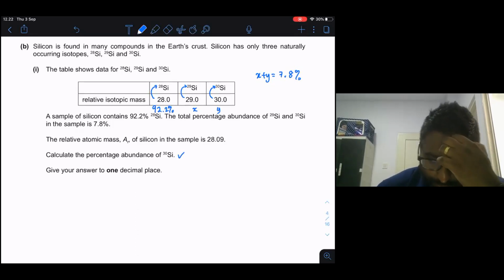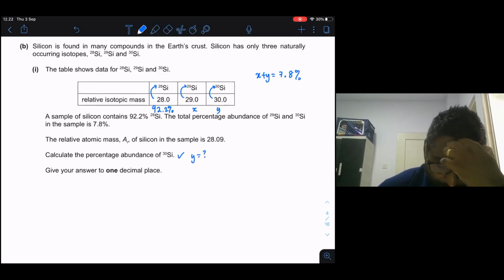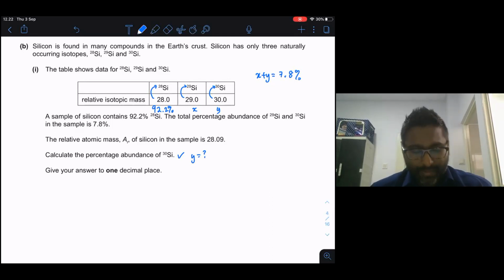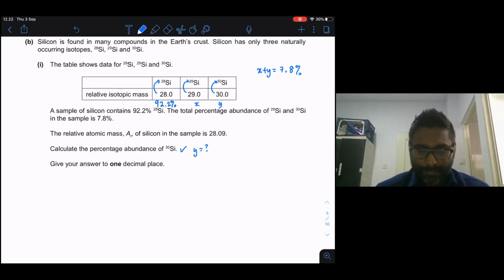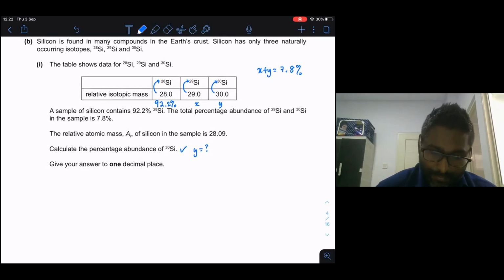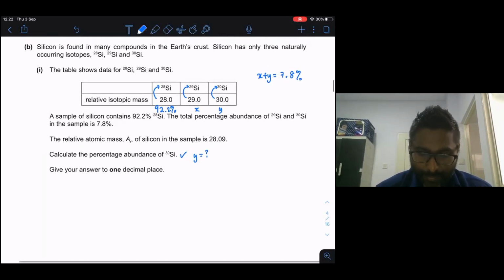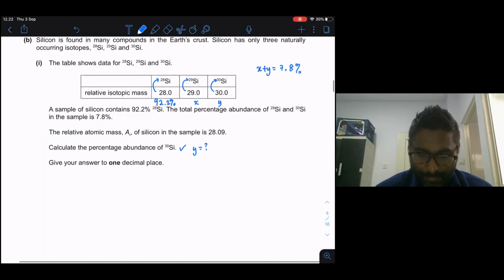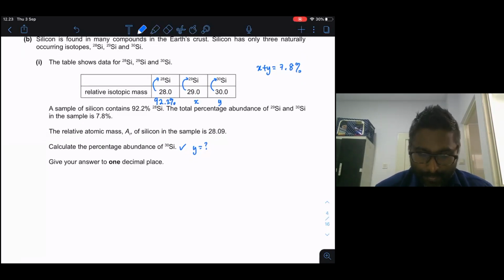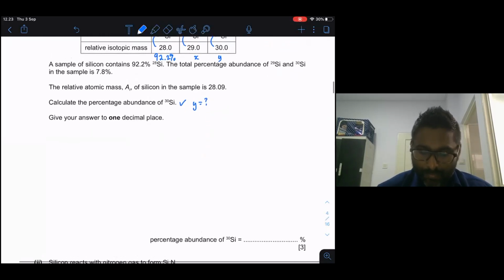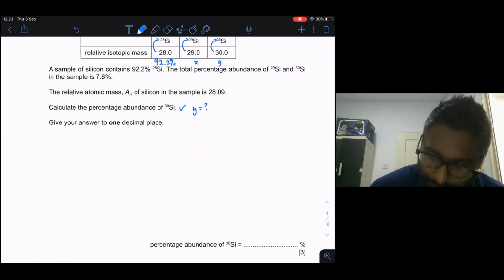Calculate the percentage of abundance of this one. So it means I want to find Y. Give your answer to 1 decimal place. Okay, let's actually try to calculate. The total abundance of the other two in the sample is 7.8.